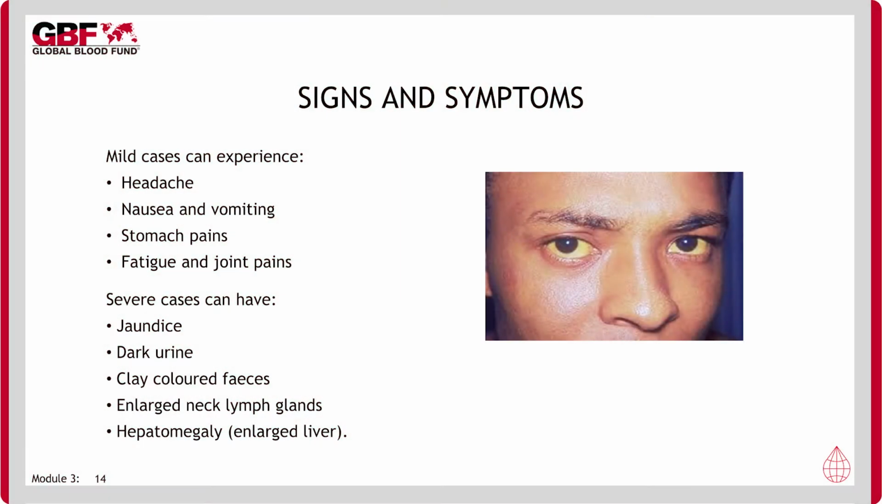Signs and symptoms of hepatitis B range from mild to severe. They usually appear after 1 to 4 months, although can be seen as early as 2 weeks post-infection. In mild cases, 70% of those infected do not show signs or symptoms. However, some can have the following symptoms: nausea and vomiting, fever, itchiness of skin, abdominal pain, loss of appetite, fatigue and joint pains. Severe cases will have the following symptoms: dark urine, clay-colored feces, hepatomegaly or enlargement of neck lymph nodes.